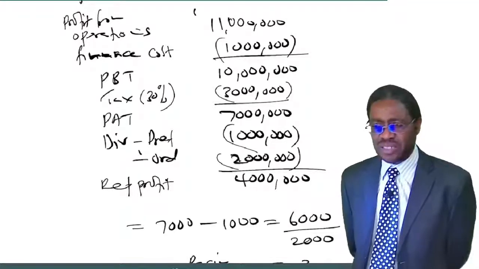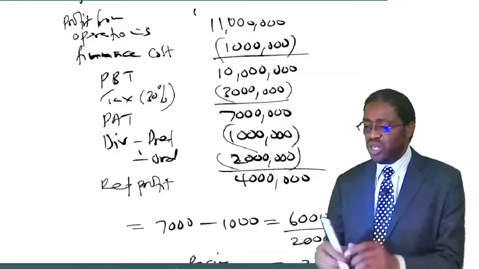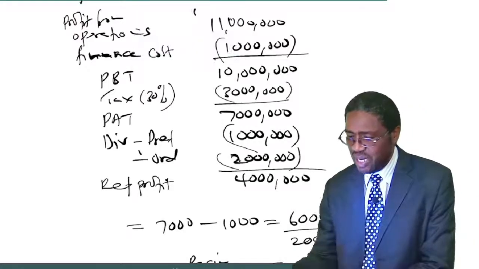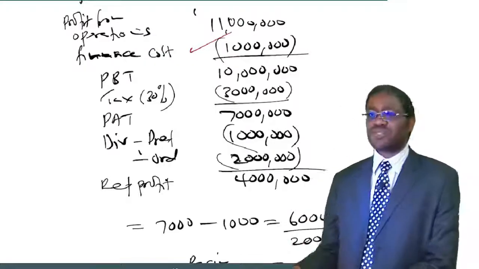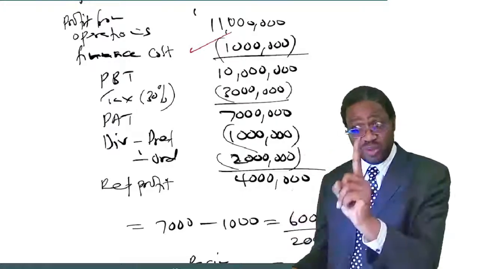An interest of how much this year? 1 million. I hope you can see it. We paid them an interest this year of 1 million. That is the finance cost, which is 10% of the 10 million. That's what we paid.